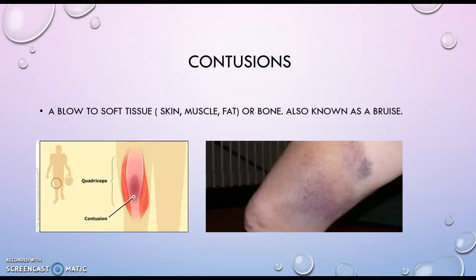Contusions: a blow to the soft tissue, which is typically skin, muscle, and fat, or sometimes to the bone, also known as a bruise. These can be quite difficult to heal, especially if they have a lot of discoloration.